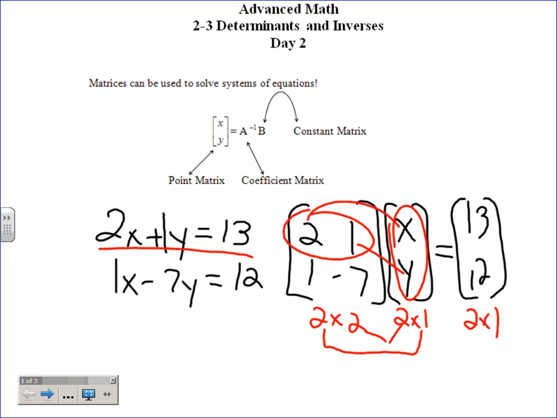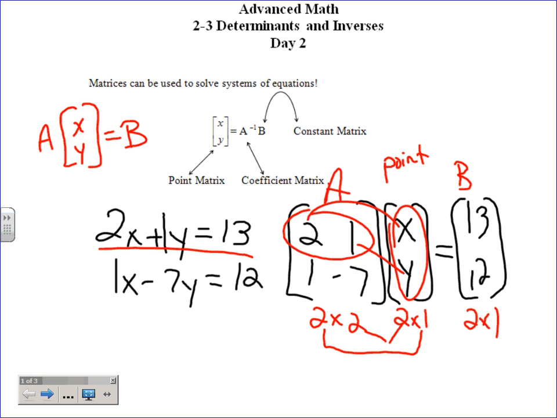But let me write it even more general. Let's say this is A. This is called the point matrix, if you really want to know what it's called, because it gives you x and y. It's a point. Okay? And this is called B. So do you agree that basically I'm taking A times that point matrix and it's giving me some B? That's really what that's saying.